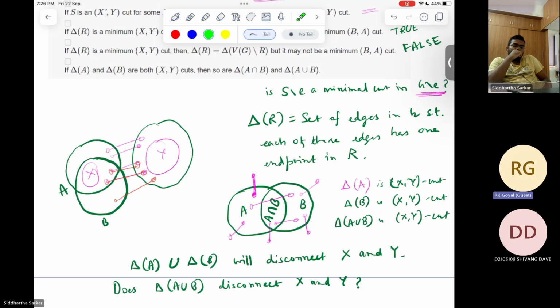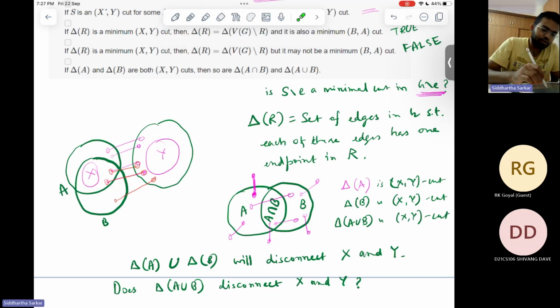Now I think so. Therefore, delta of A intersection B will result in the edges which are common to A and B. This commonality may not make X and Y disconnected. However, if we take the union, then delta of A union B would be equal to either delta A or delta B, depending upon which one is the cut and which one is the minimal cut. So this will definitely be a cut. This is my initial perception. Yeah. So you have confidence that delta of A union B is going to be a cut.